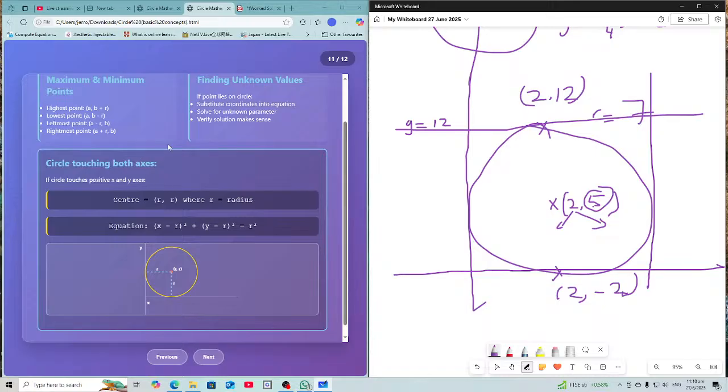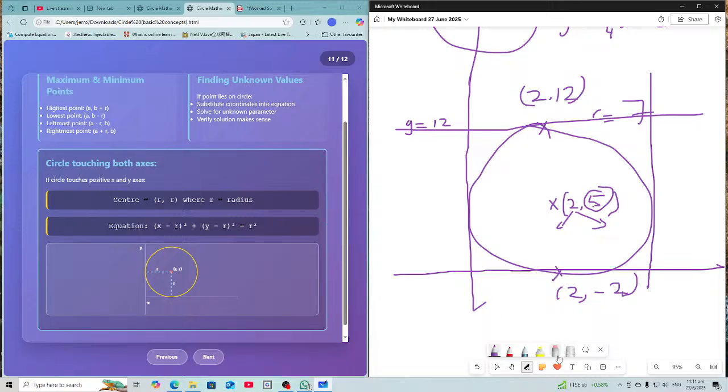Okay, for a circle that touches both axes, if they say that the circle touches both axes, by default the center is just the radius comma radius for sure. Okay, so do keep that in your system. By default, if it touches both axes, that depends obviously on whether it's on the left side or the right side. But if they tell you positive x and y axes, then you can very clearly say that your center is R and R.